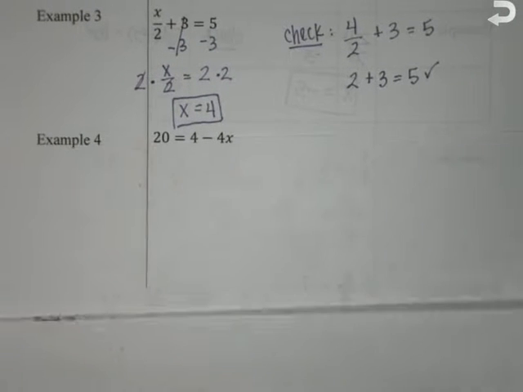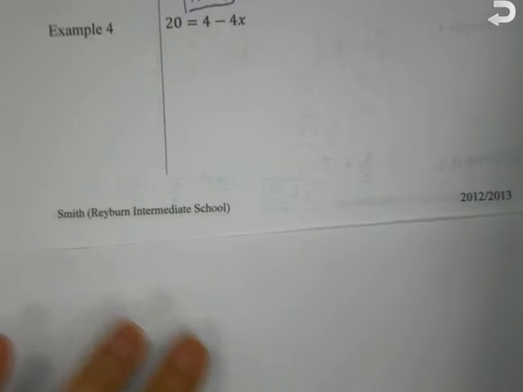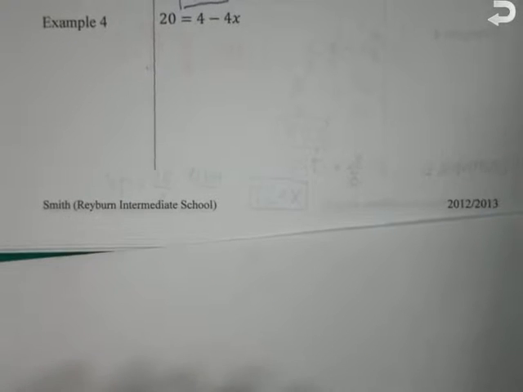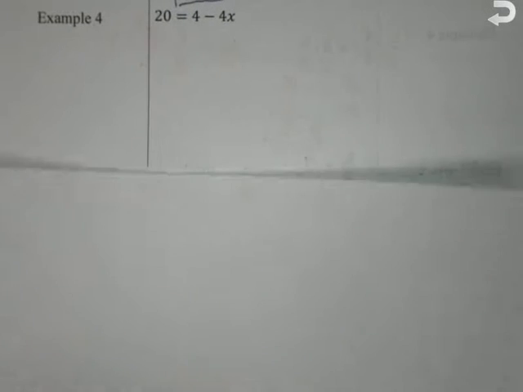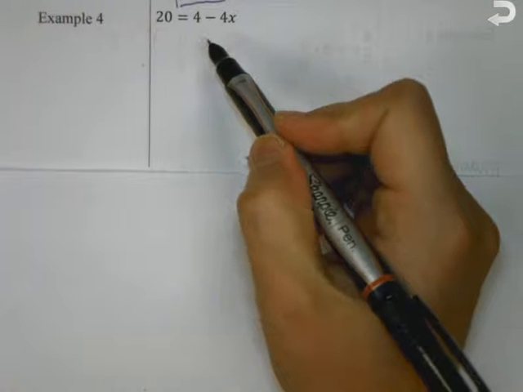Alright, last one, example 4. Uh-oh, the variable is on the wrong side. What's going to happen? Write it down. We have 20 equals 4 minus 4x. Okay, so I will tell you guys, just because the variable is on the right-hand side, we're still going to do everything exactly the same. It doesn't really change anything.